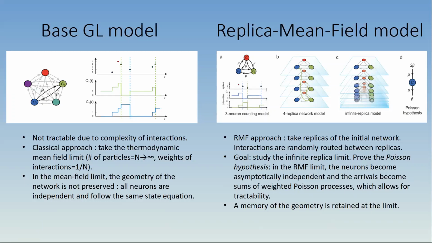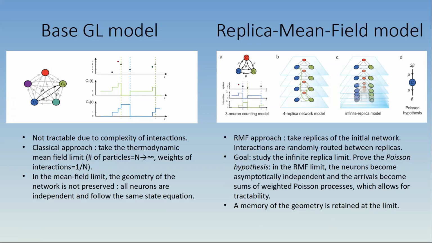So a classical approach is to simplify the model by taking the thermodynamic mean field limit. That means letting the number of particles go to infinity and scaling accordingly the weights of interactions as 1 over the number of particles to prevent the explosion of the system, or basically epilepsy. So in this mean field limit, the geometry of the network is not preserved. All the neurons will follow the same state equation that is obtained by considering them to be independent, in the limit of being weakly interacting.